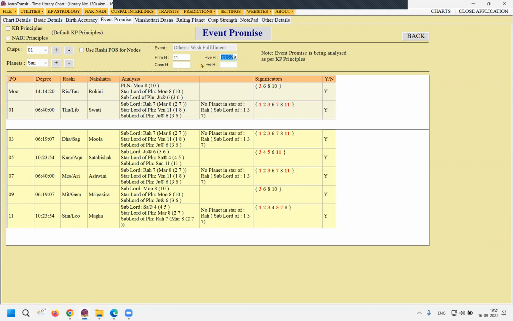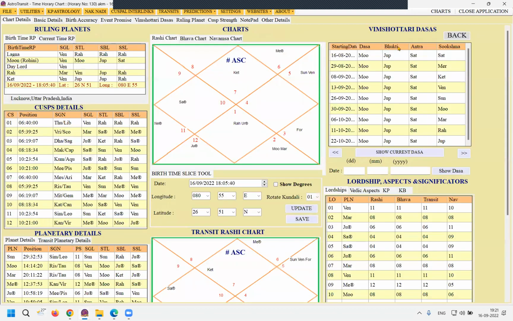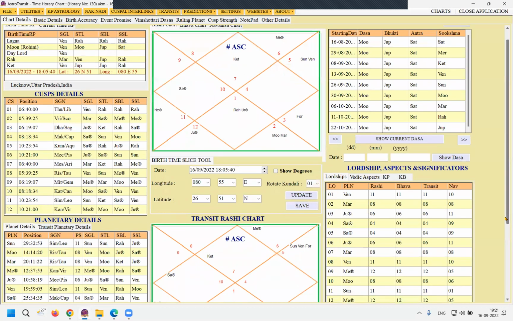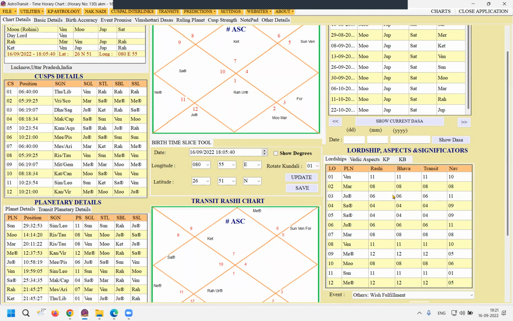So we go again to the chart, and firstly we see the position of the aspects. If we see the 11th house, we have Sun and Venus posited in the 11th house. Let's see whether they are giving some signal of his inclusion in the ministry or not. So we have the facility here. You can straight away see the Vedic aspects.